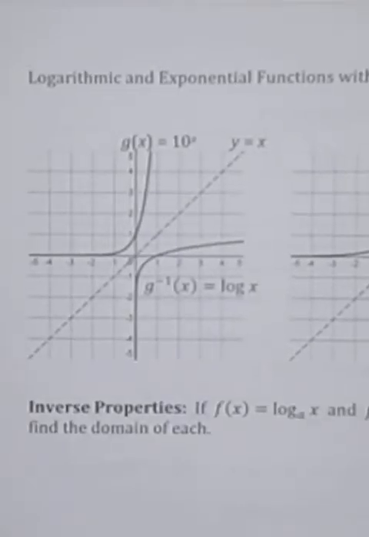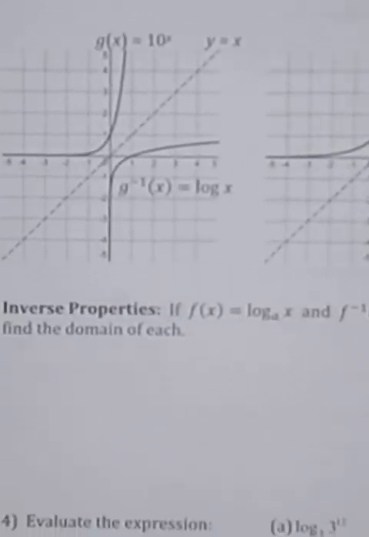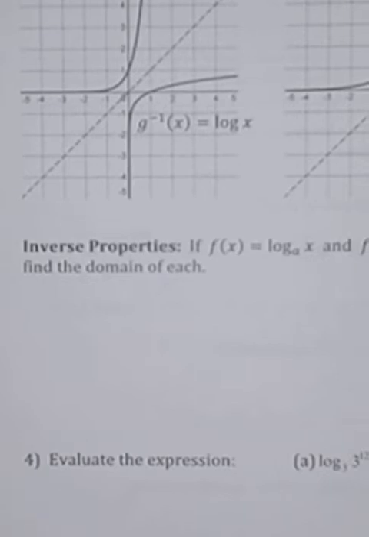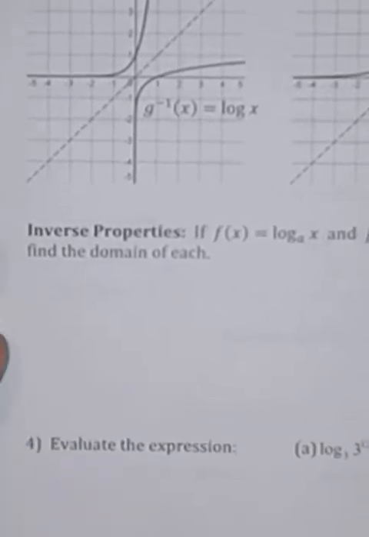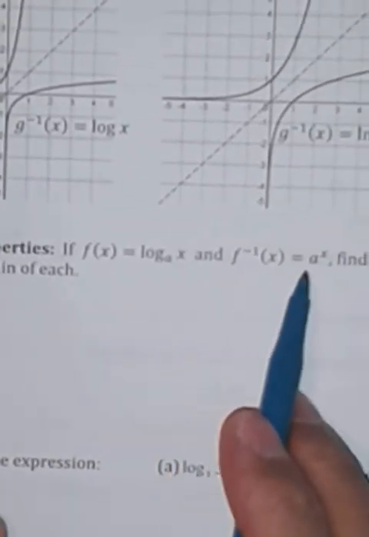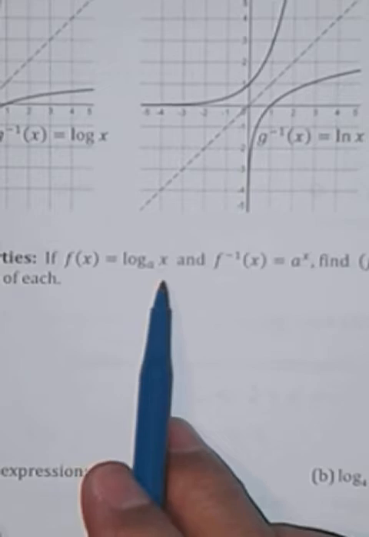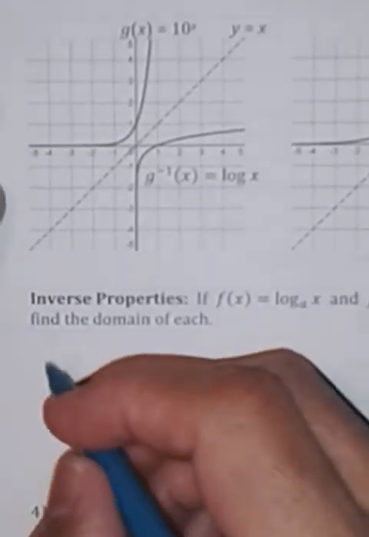All right, so we pick up on section 5.4 on the second page here, and we have some graphs of exponentials and their inverse logs. What I want to look at, though, is the inverse properties. If f of x equals log base a of x and f inverse of x equals a to the x, then they're inverses, and either one could be f and f inverse. Find f of f inverse of x and f inverse of f of x. Okay, so let's see what we can do with that.